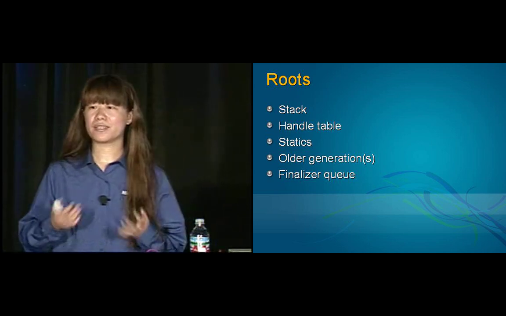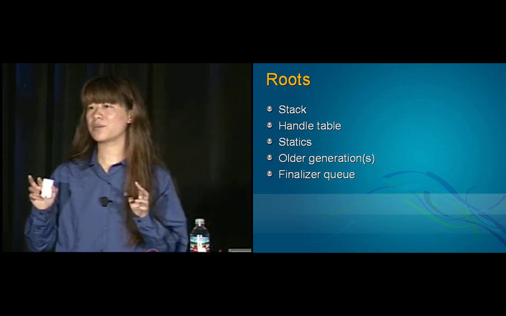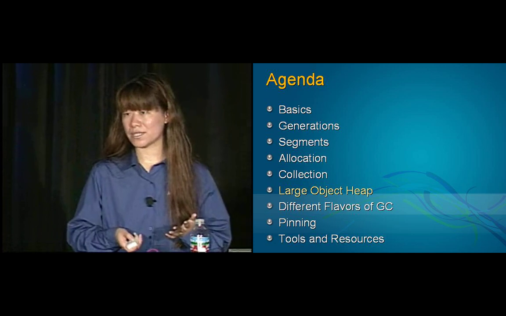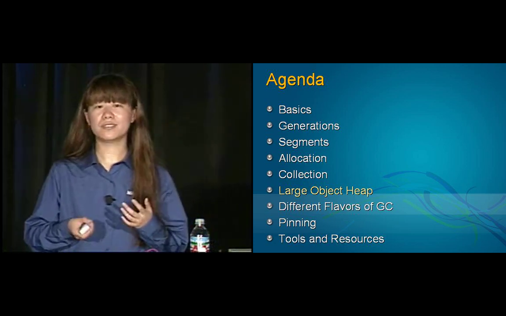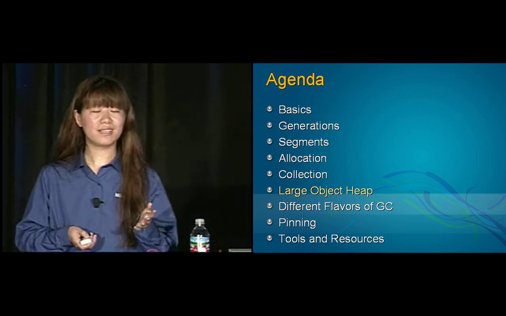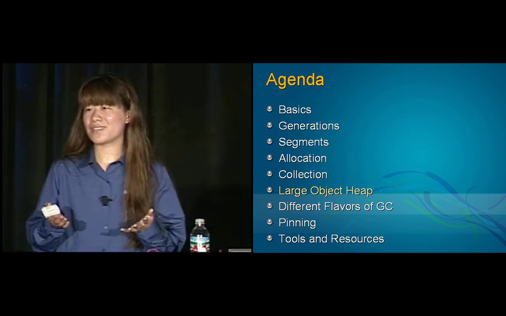All right, so now we cover what we call the small object heap. A small object heap has Gen 0, Gen 1, and Gen 2. And then there's the large object heap. The large object heap is for large objects, say if your object is larger than 85,000 bytes. So some people asked, what is the 85,000 bytes?